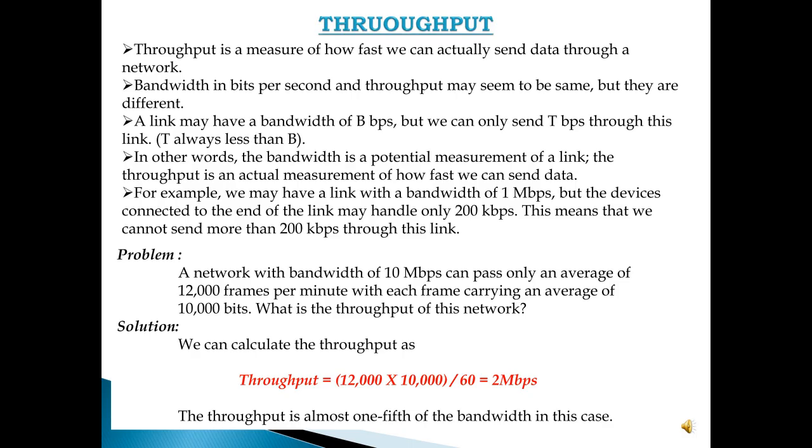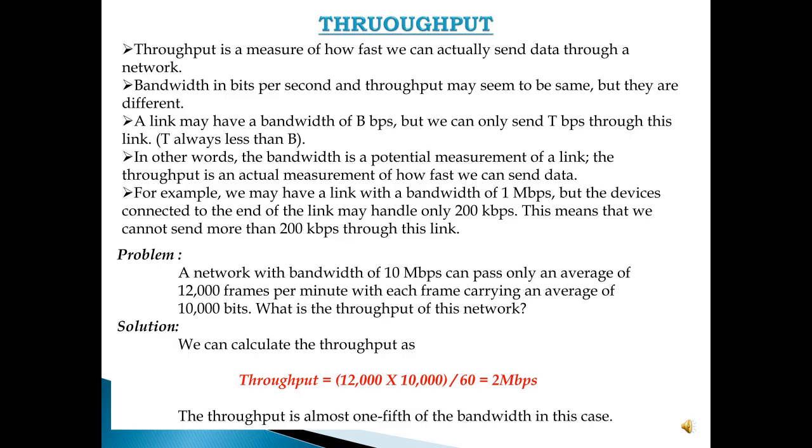A link may have a bandwidth of B bps, but we can only send T bps through this link. T is always less than B. In other words, the bandwidth is a potential measurement of a link. The throughput is an actual measurement of how fast we can send data.